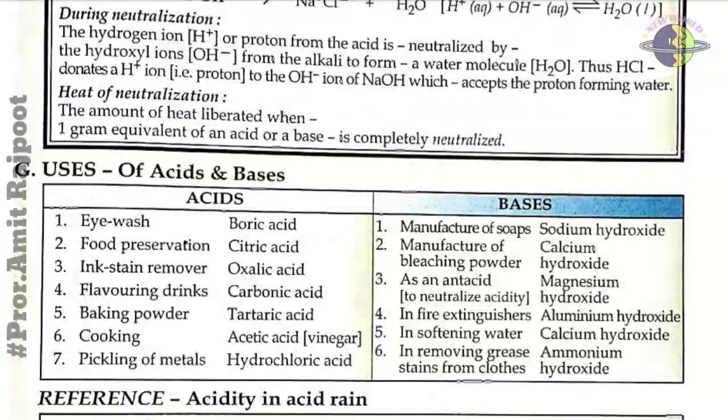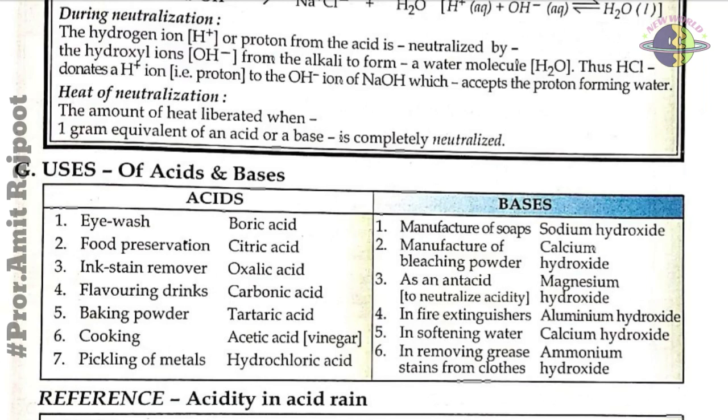Now, uses of acids and bases. Acids are used for eye wash, boric acid; food preservation, citric acid; ink stain remover, oxalic acid; flavoring drinks, carbonic acid; baking powder, tartaric acid; cooking, acetic acid, vinegar; pickling of metals, hydrochloric acid. These are the uses, wherever acids are used.